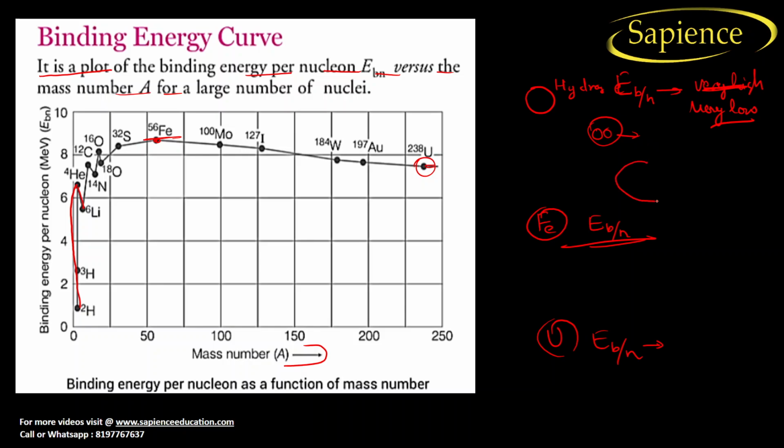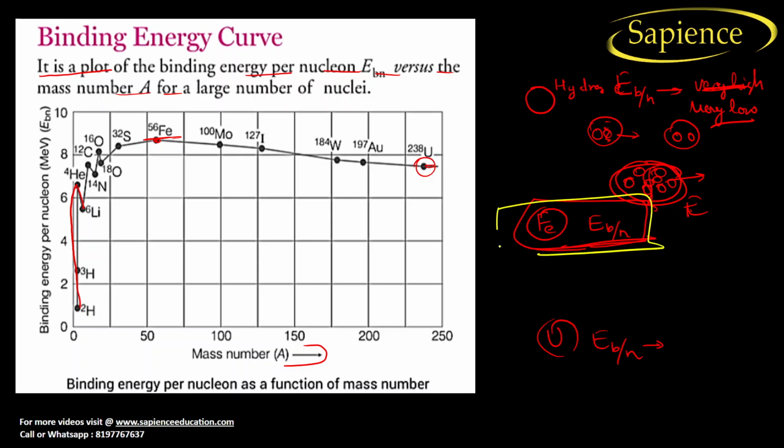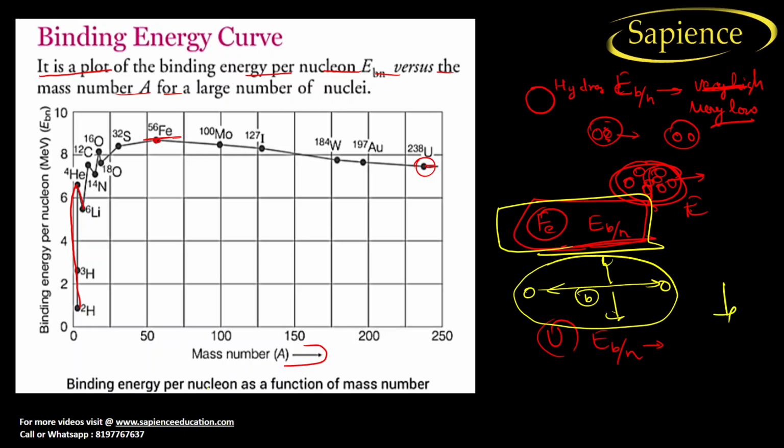But for hydrogen it is very low binding energy because there are very few nucleons. As the number of nucleons increases, the size increases, and it creates more binding energy. So for iron, it has the maximum binding energy. But when we go to uranium, due to its large size, the nuclear force of attraction decreases. When the nuclear force of attraction decreases due to its large size, there is a certain drop in the binding energy per nucleon.